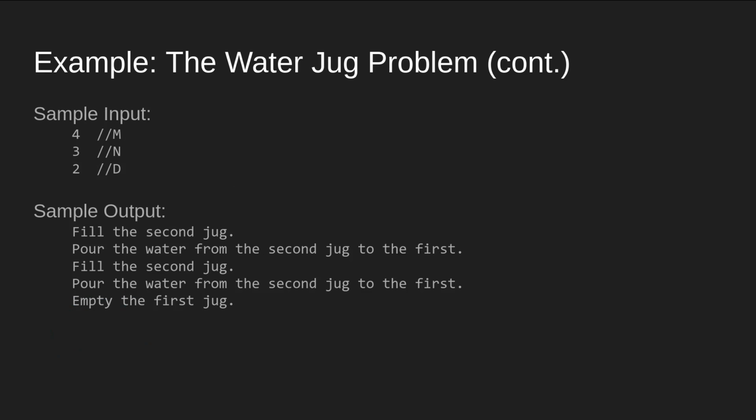So here's a sample input and a sample output. Let's say the first jug has a 4 liter capacity, and the second jug has a 3 liter capacity. And we want to get 2 liters in one of the jugs somehow.